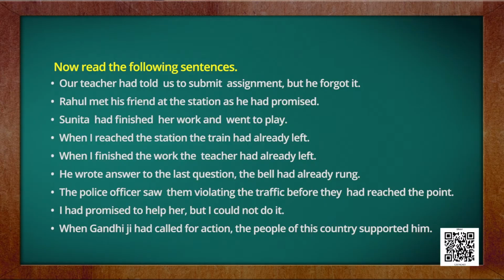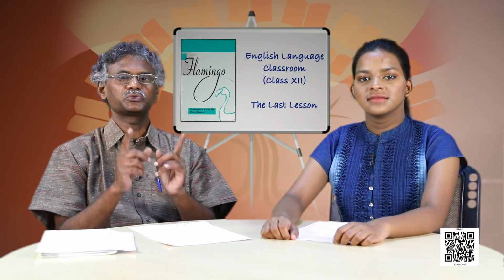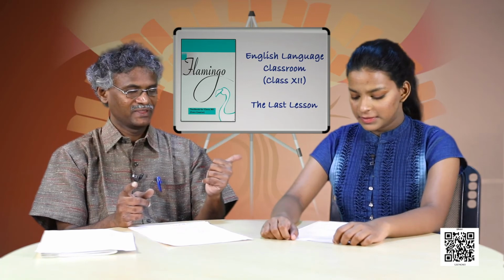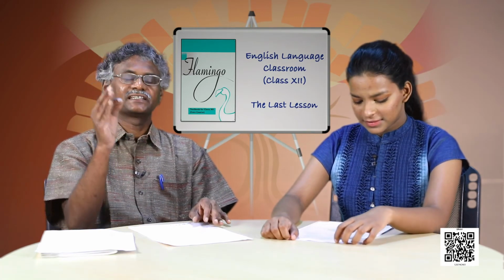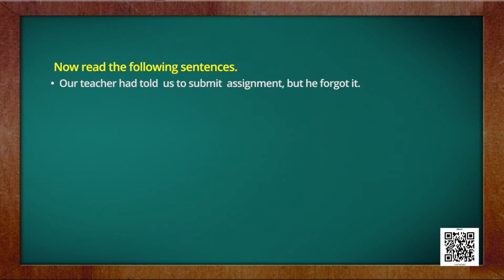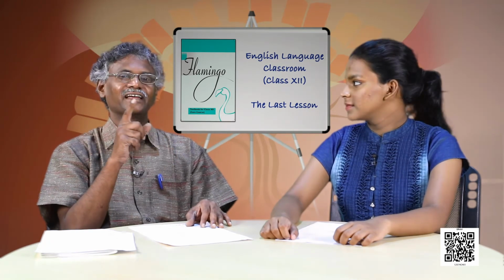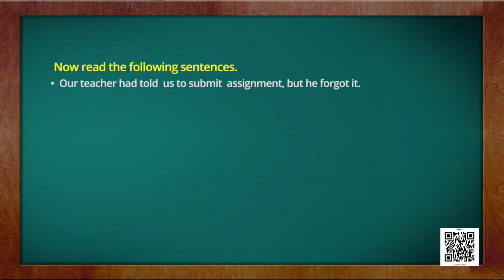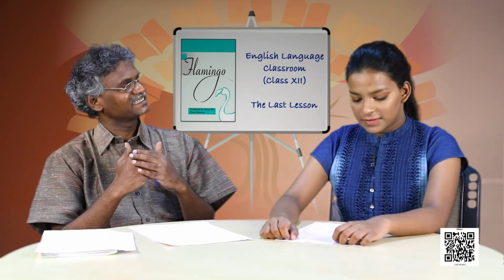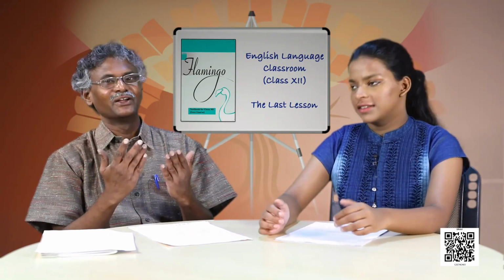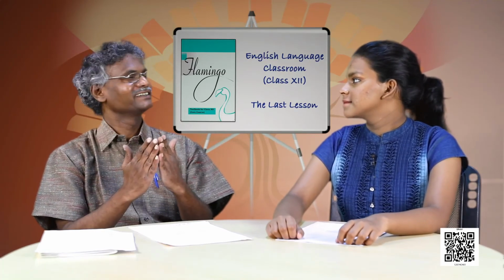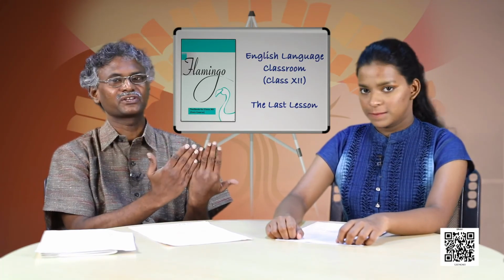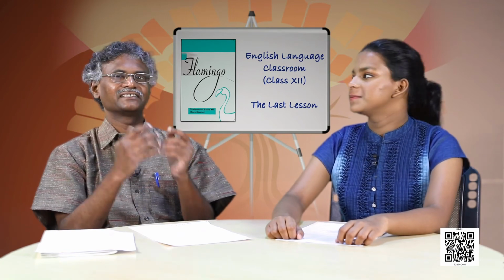Fine. We have seen some sentences in which there are 2 actions in the past. Devyani, let me ask you the first sentence. Our teacher had told us to submit assignments, but he forgot it. Teacher asked something and he forgot it. There are 2 actions. So, which one did he do first? He had told us. So, if there are 2 actions in the past, we generally use past perfect for the first action, and past for the second action.